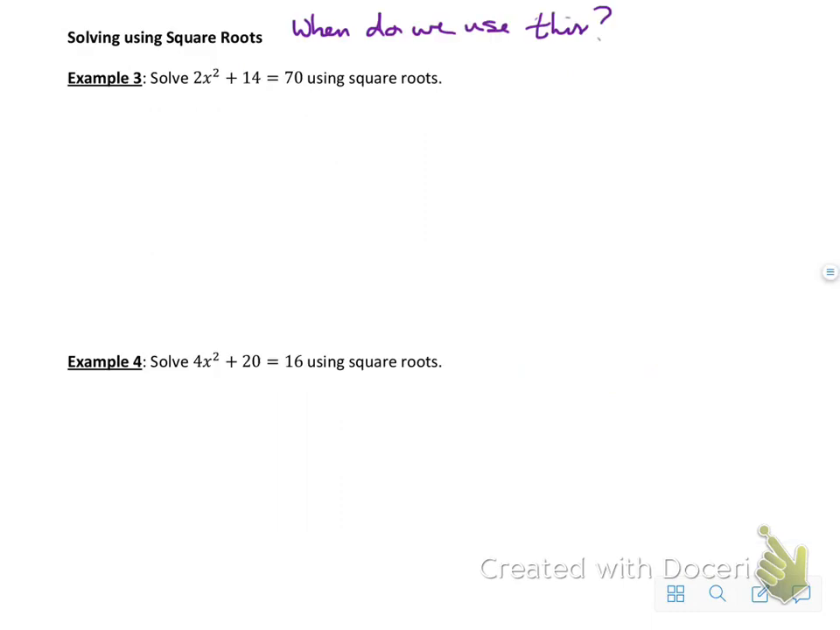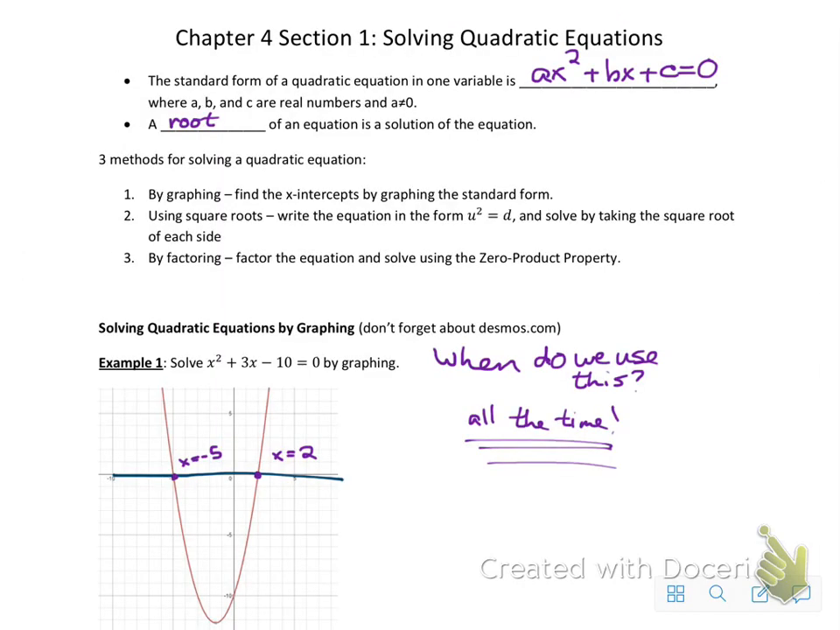Now, after you've looked at the picture, we're going to potentially solve using square roots, depending on what that answer is. And it might not be pretty, right? It might not be a whole number. So if it's not a whole number, we can see if we can solve using square roots. Now, when do we use this? And I'd like to address that first. Our standard form is, remember, let's go back, ax squared plus bx plus c equals 0.